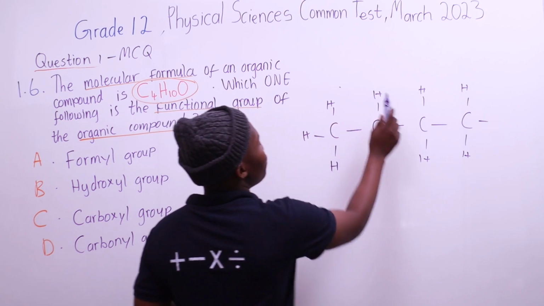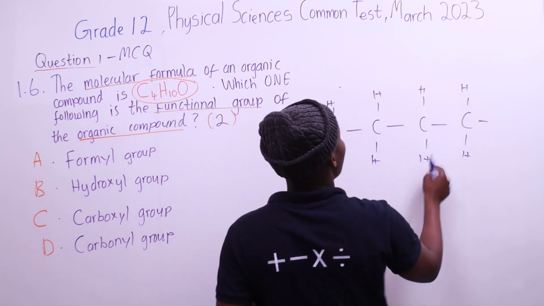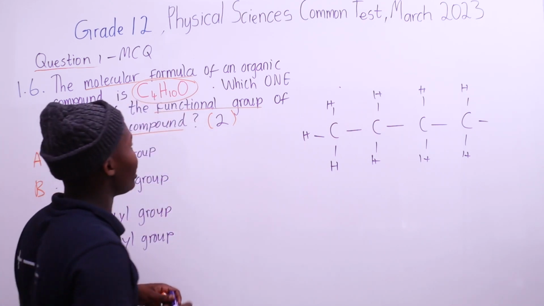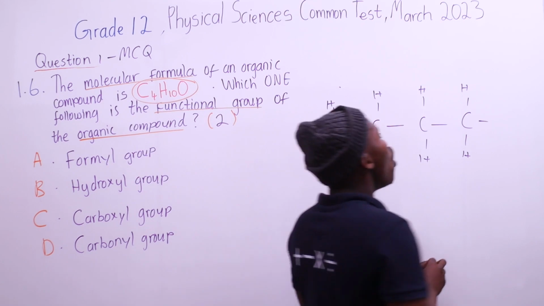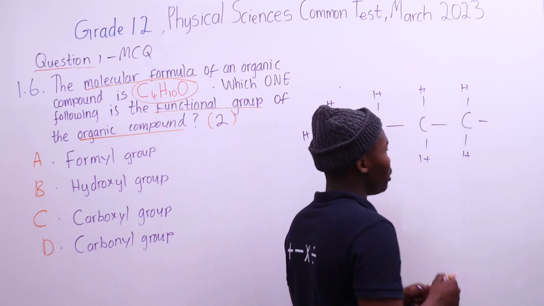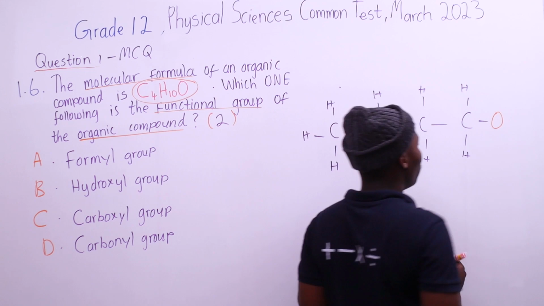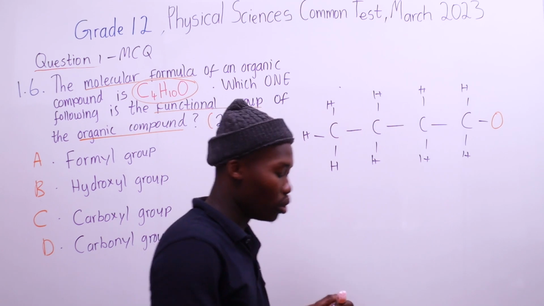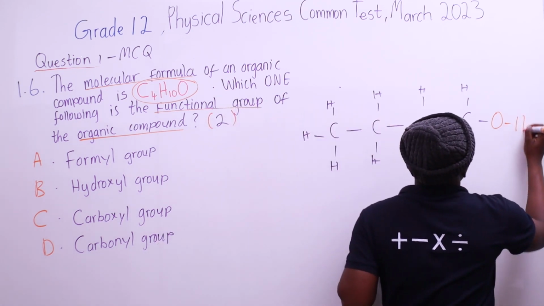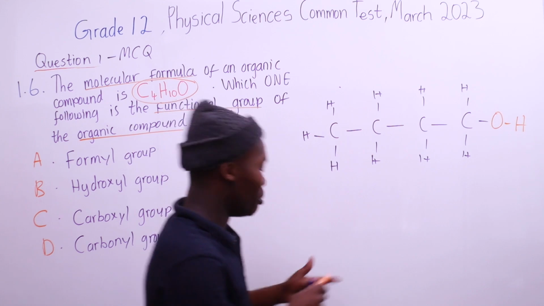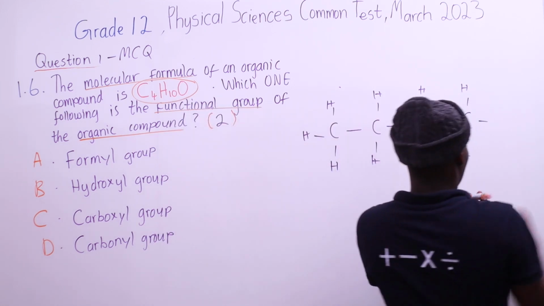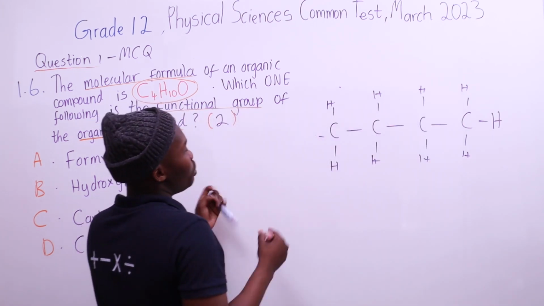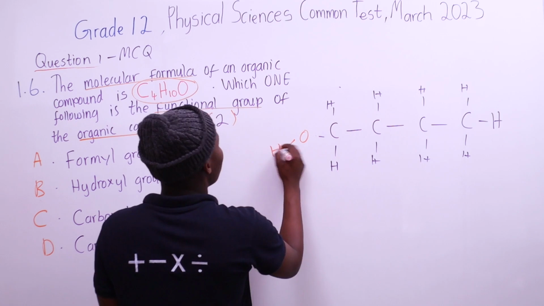So 1, 2, 3, 4, 5, 6, 7, 8, 9. About 10, as you can see, it's somewhere there. Let's just put it here. 1, 2, 3, 4, 5, 6, 7, 8, 9. So we will have O and H.